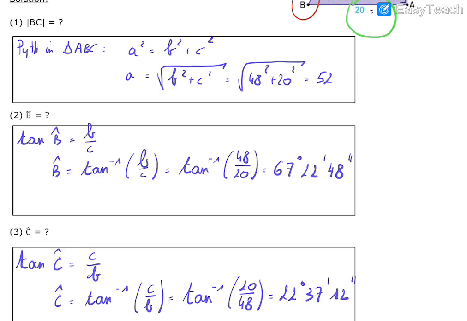And now you can check whether these two add up to 90. So this is 1 minute, 23 and 37 is 1 degree, so 68 and 22 is 90. So that is correct. Okay, that was the solution of yesterday.